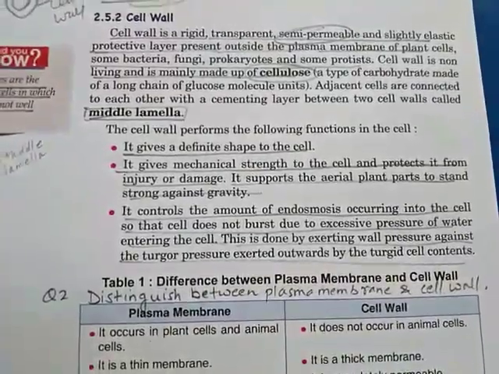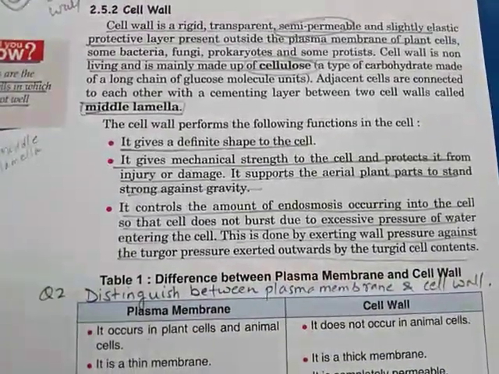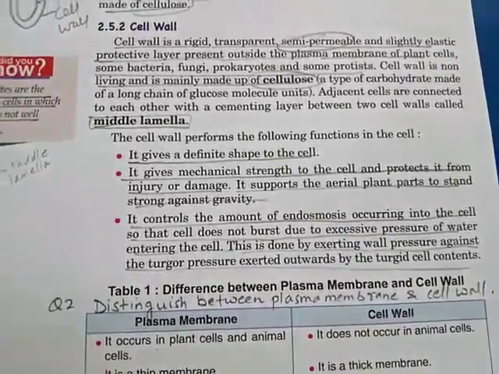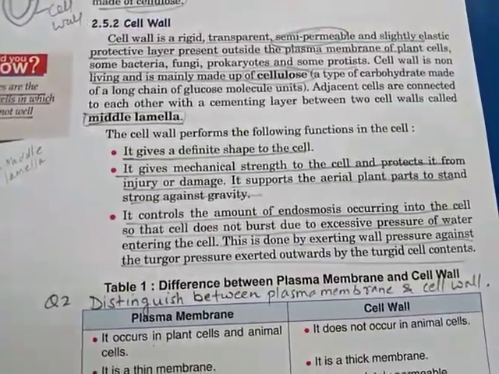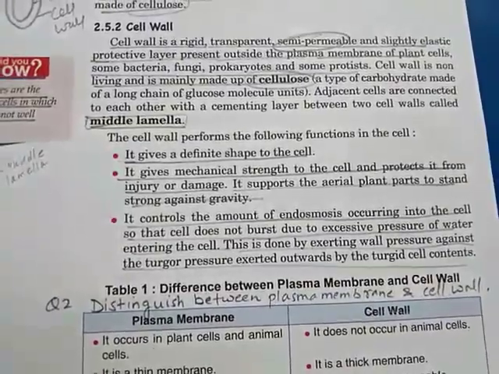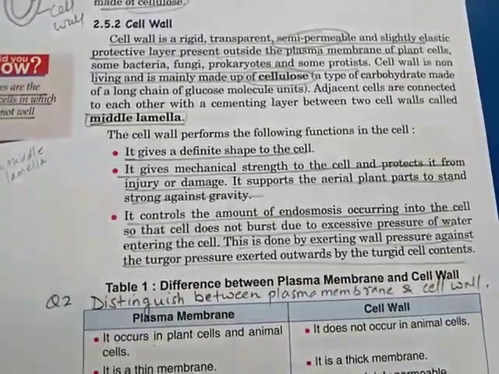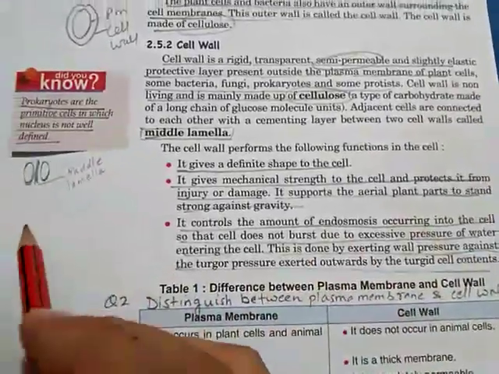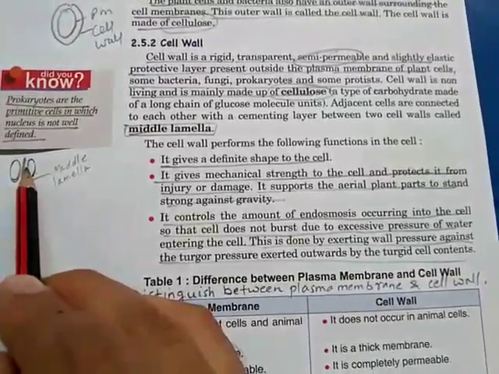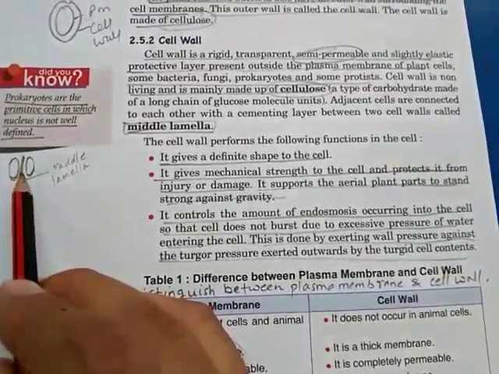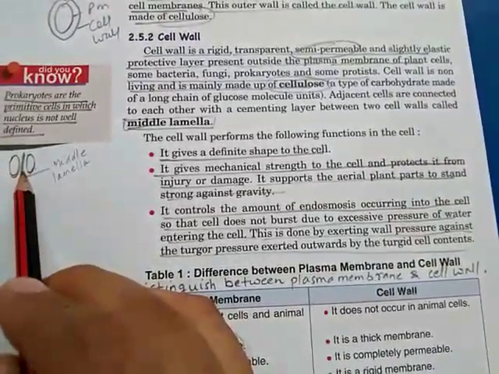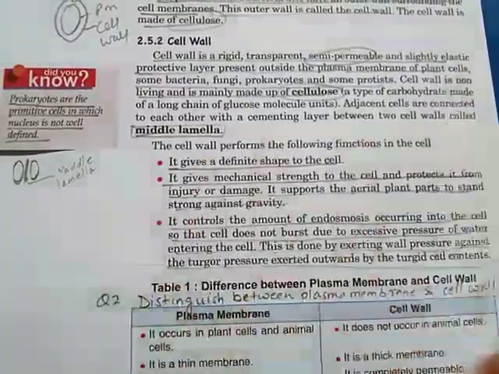And cell wall is non-living. Plasma membrane is living, but this cell wall is non-living, and is mainly made of cellulose. So cell wall is found only in plant cell and it is made up of a chemical which is known as cellulose. So the adjacent cells, one cell and this another cell, are cemented, means joined together, by a cementing layer which is known as middle lamella.